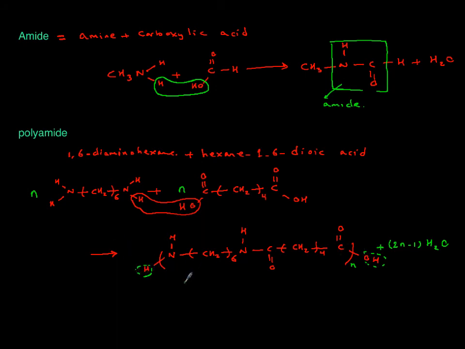Now the commercial name for this is nylon. This is nylon, and since you have 6 carbons and 6 carbons here, this is known as nylon 6,6. You can change the number of carbons, and also you will change the property of the polymer that you are going to produce.